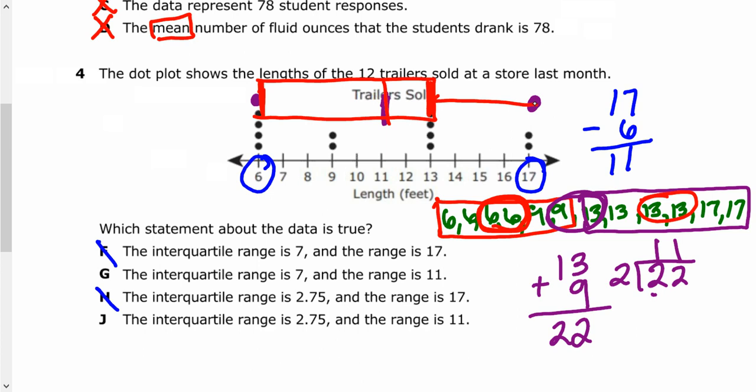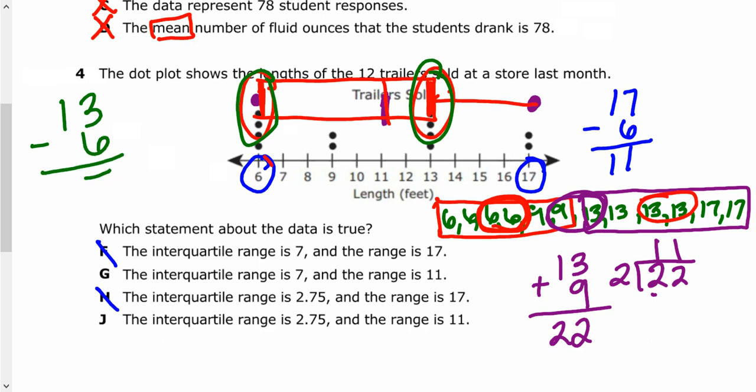So now I need my interquartile range. So we're looking from 6 right here, from 6 to 13. Let's switch colors for us, from 6 to 13. So 13 minus 6, that's going to give me 7. So my answer would be G.